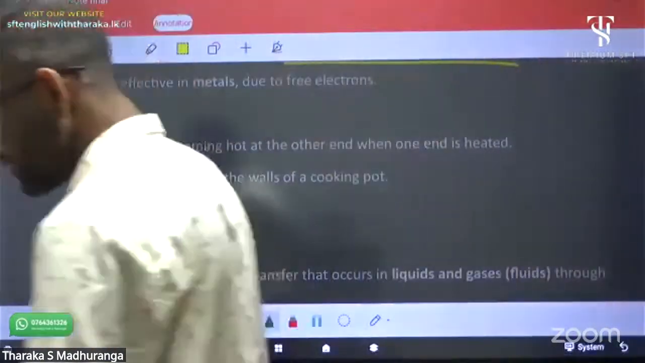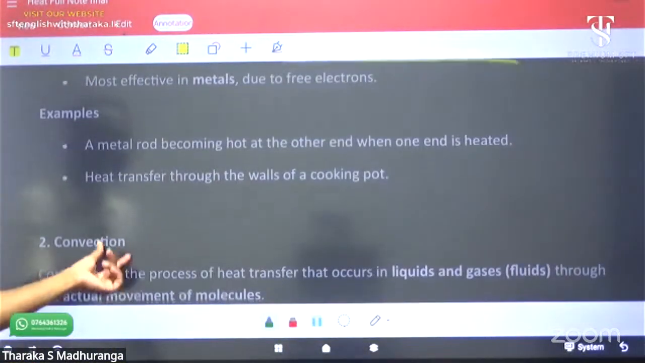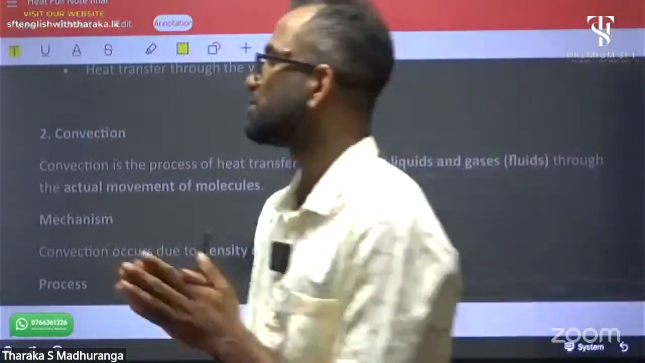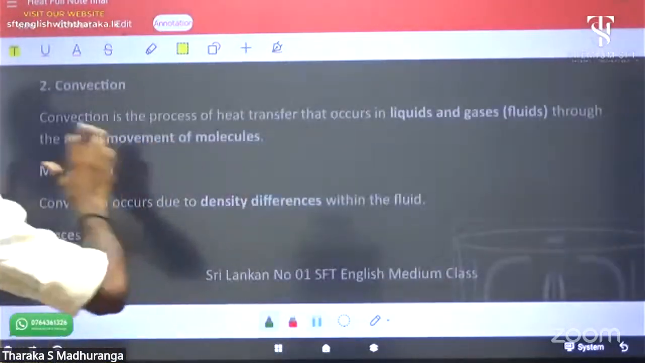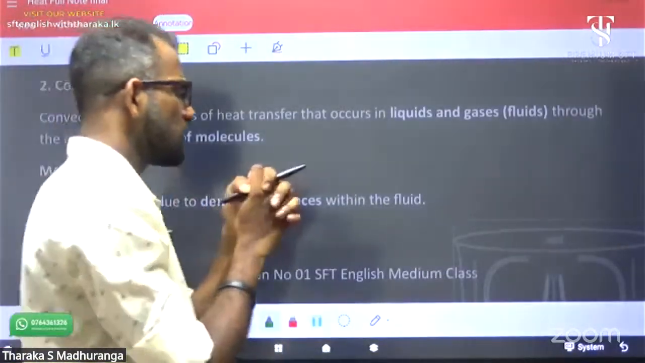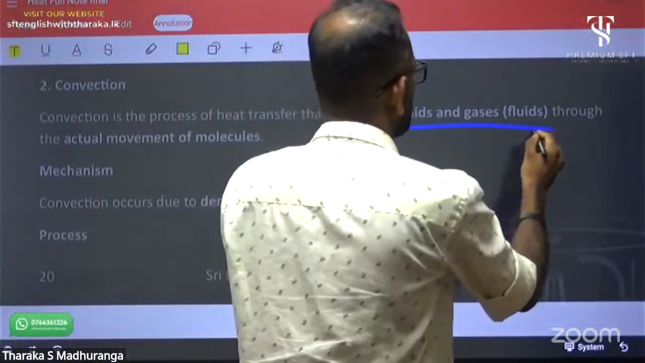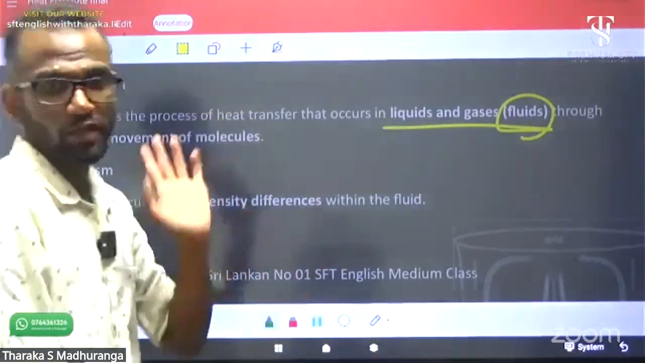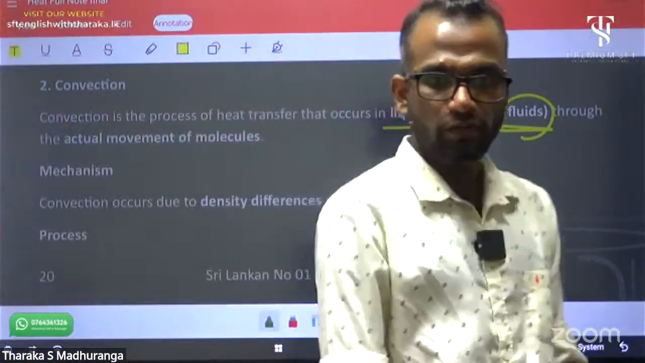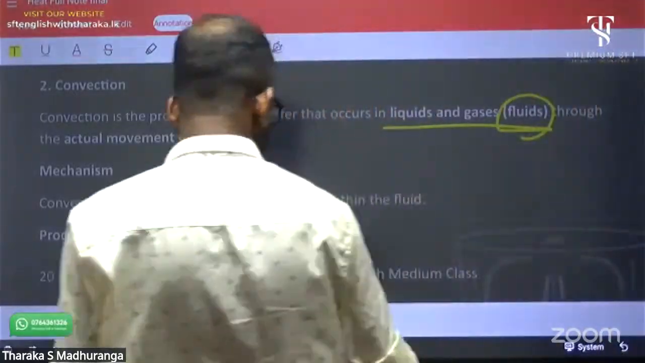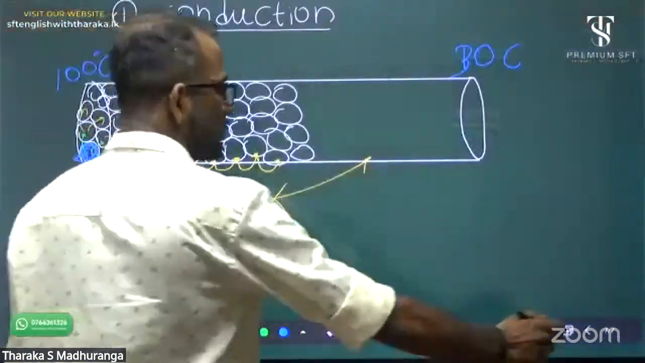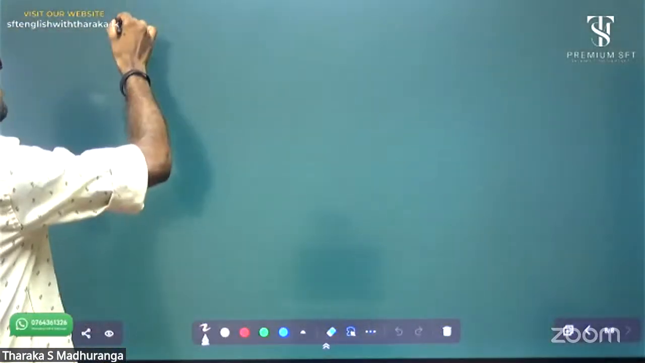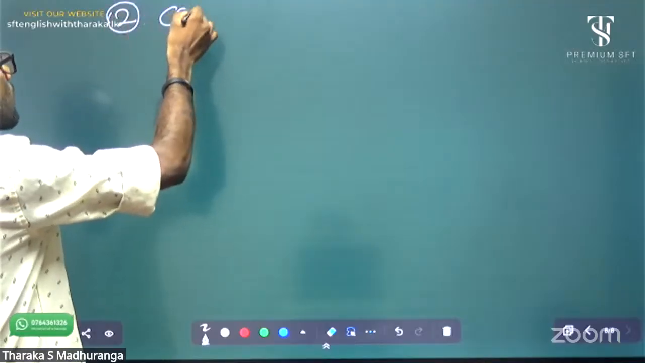Heat flows through a solid object by conduction. If it is a fluid, liquid or gas, the heat transformation method is convection. Convection is a process in which heat transfers in liquids and gases, fluids, through the actual movement of molecules. Okay, this is a mechanism. Very simple story. Okay, the second one, convection.